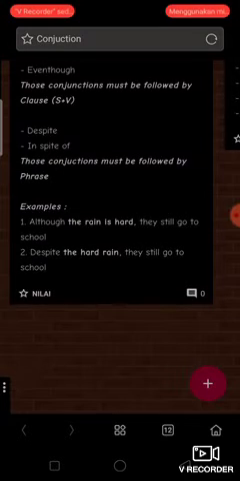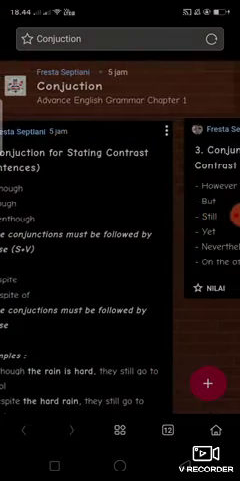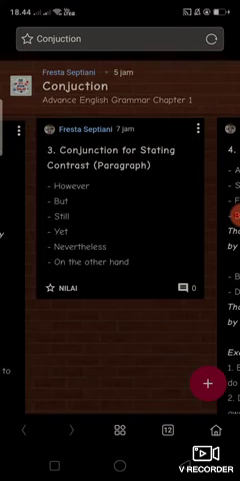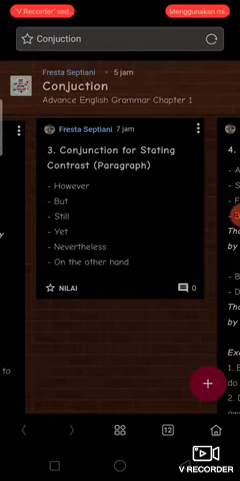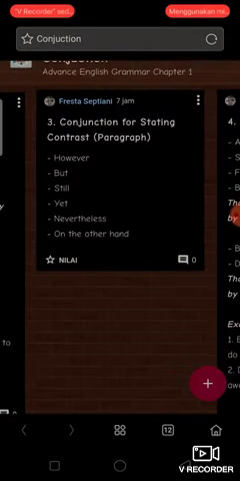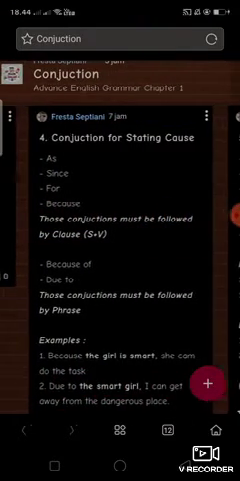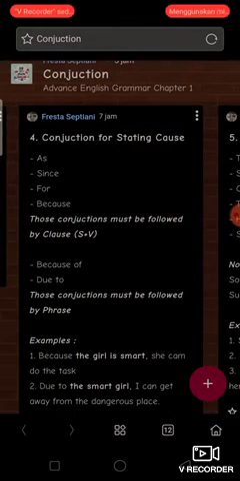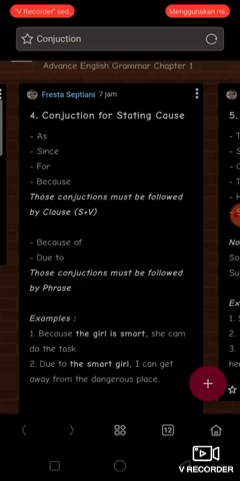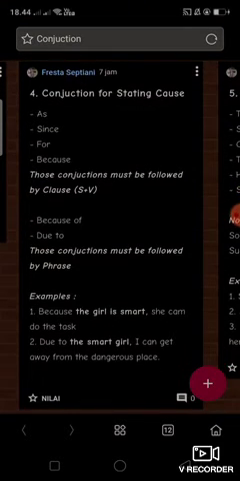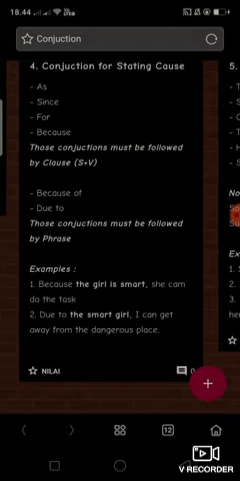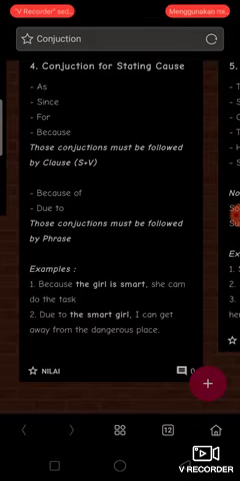Okay, so let's continue with the third point, that is conjunction for stating a contrast paragraph. The conjunctions used here are however, but, still, yet, nevertheless, on the other hand, and maybe, etc. Okay, next is the fourth conjunction, conjunction for stating cause, like as, since, for, because, and those all must be followed by a clause. Then there are also because of and due to, which have the same meaning, right? And these conjunctions must be followed by a phrase.